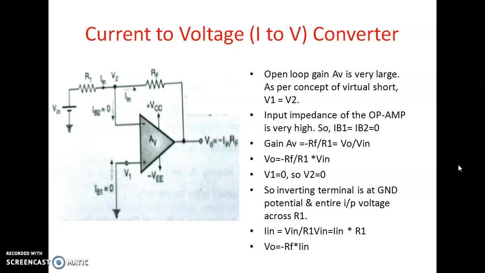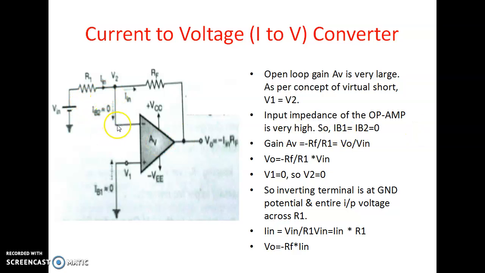Now here we can observe the current to voltage converter circuit diagram. We can note that this circuit is a special case of the inverting amplifier. The open loop gain of this circuit, AV, is very large. As per the concept of the virtual short, voltage V1 is equal to voltage V2. The input impedance of the op-amp is very high, therefore the currents entering the two input terminals are very small. We can say IB1 = IB2 = 0.